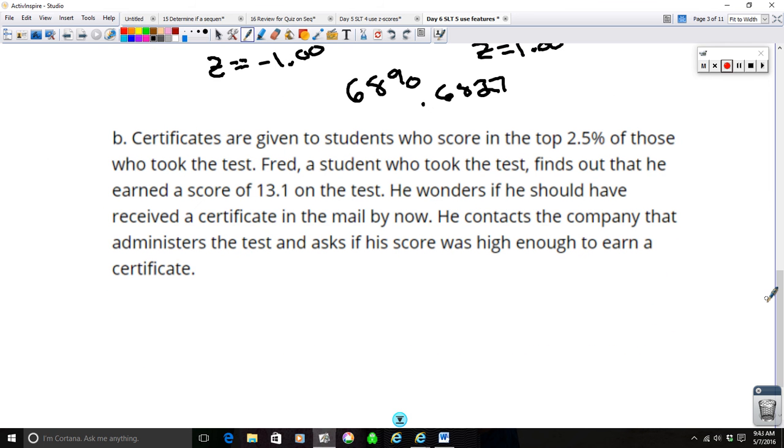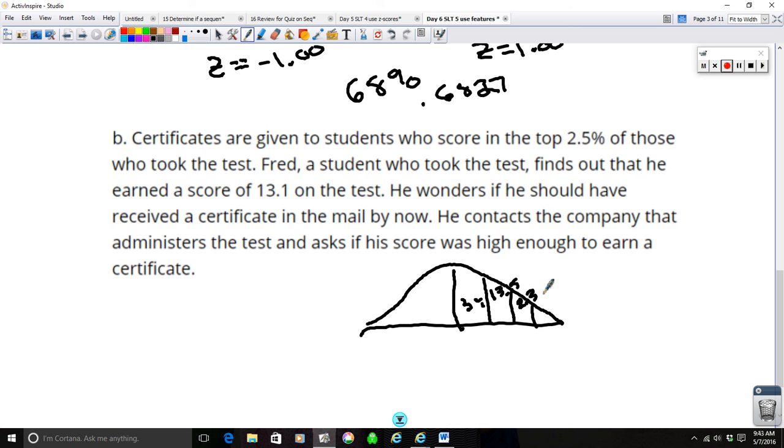Certificates are given to students who score in the top 2.5%. So top 2.5%, if you remember the normal curve and the 68, 95, 99.7 rule, this is one standard deviation is 34, 13.5, 2.35, and 0.15%. So this is 2 standard deviations right here above the mean, where we're looking at the top 2.5% of taking the test.